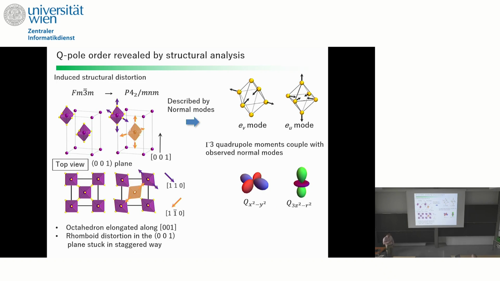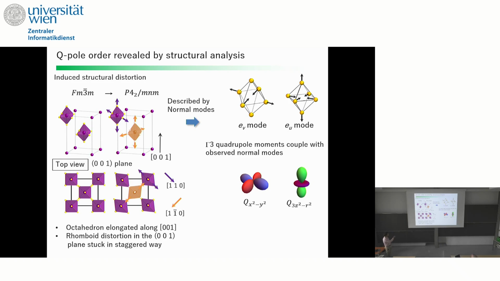So here, as a result of structural analysis, we realize what kind of structural distortion occurs in this compound. At high temperature cubic phase, we have regular octahedra. But at low temperatures, the octahedron elongated around the c-axis. And at the same time, perpendicular to the c-axis, the octahedra is distorted in rhomboid form. This elongation is uniform, but the rhomboid distortion is something like this.